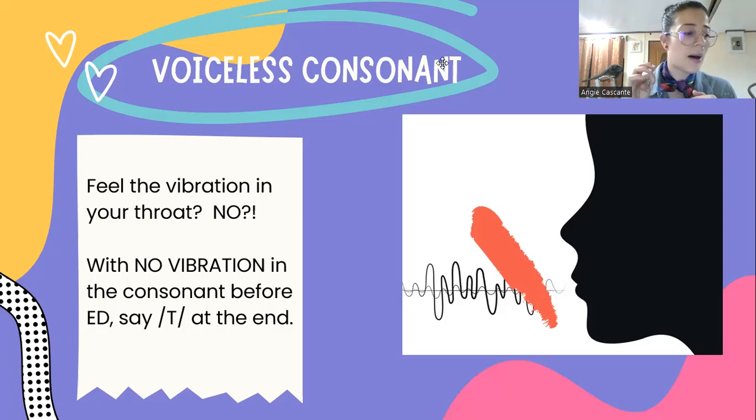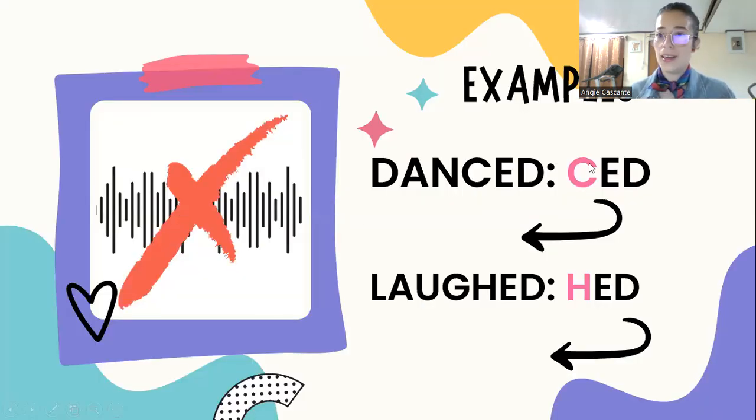Now, how about use? Use. Do you feel it vibrating? No, right? You can't. It is because these consonants are voiceless. So if you don't have a vibration at the end of that consonant, the ED sound, to make it simple past, is gonna be a T. Okay? Examples. Let's see.